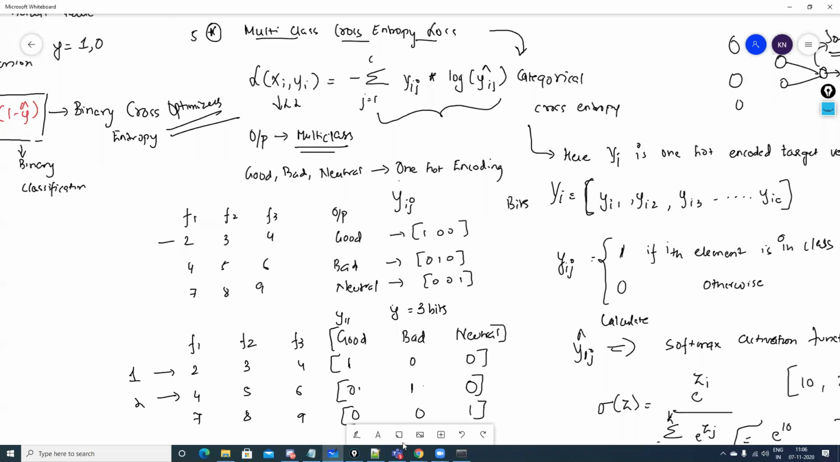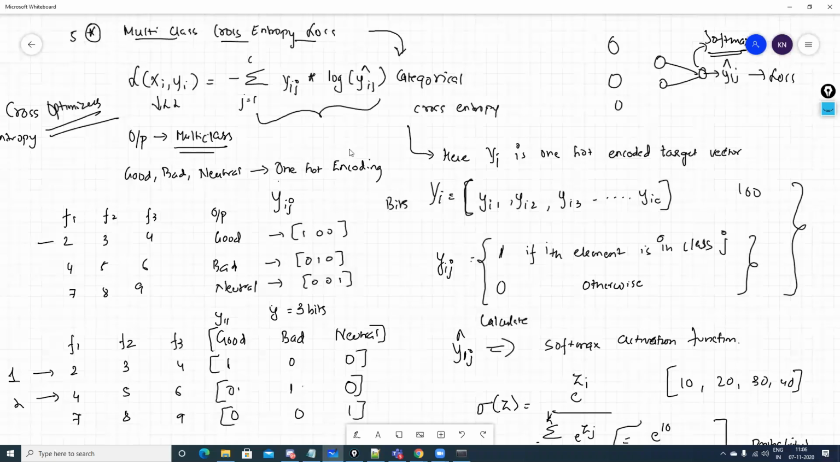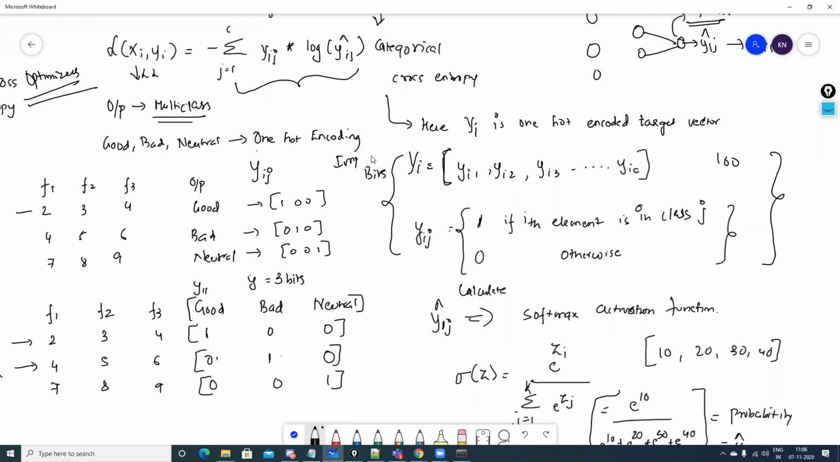The first two things that I have written over here are basically the implementation of one hot encoding. Once it is implemented, now in order to compute y hat ij, I have to use a softmax activation function. And for that, I use this specific formula. Okay.